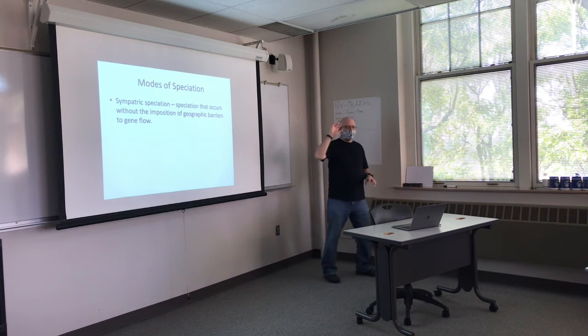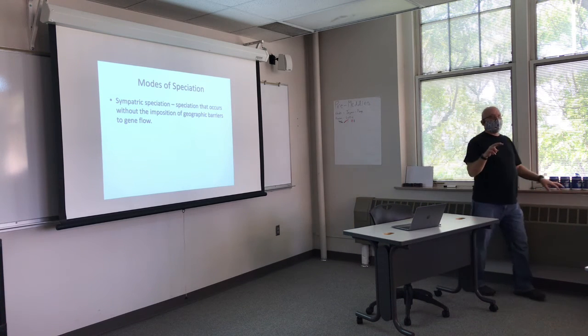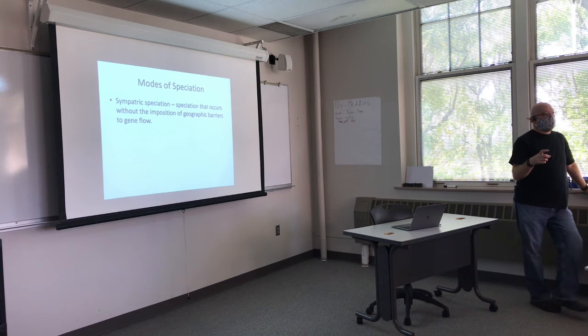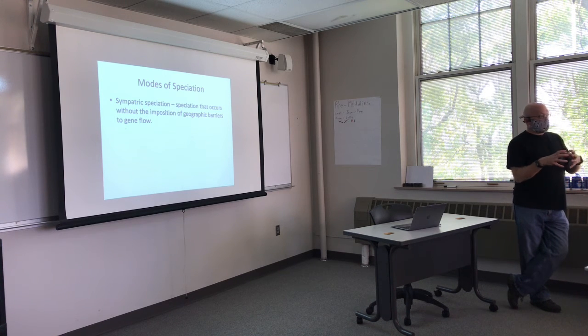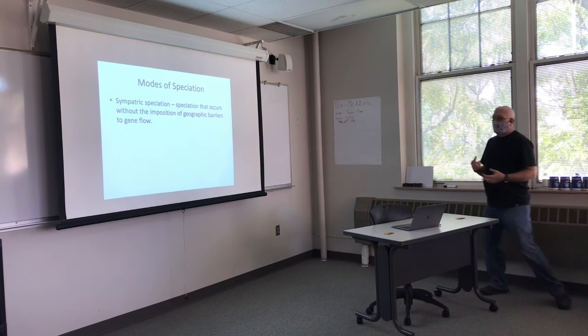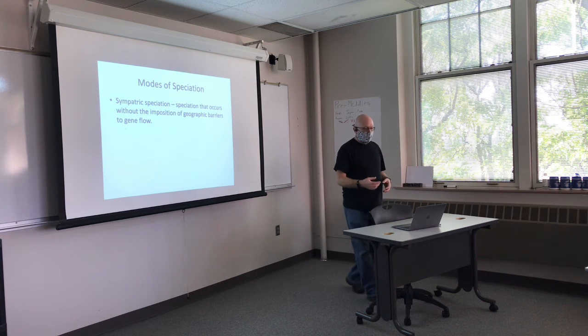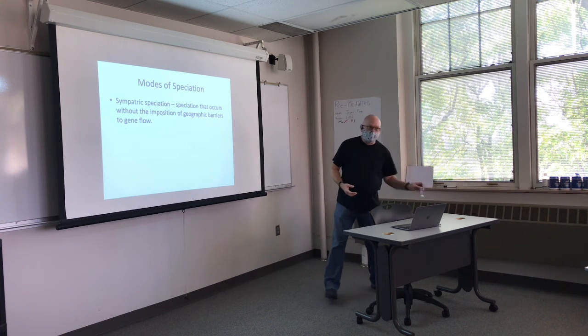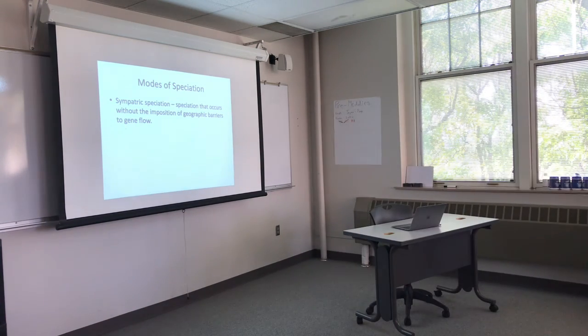It's not that important. Two ways in which species can come about is through sympatric speciation, which is speciation where the organisms are all together and can interact and exchange genes with one another. And the other method of speciation is allopatric speciation. Allopatric speciation is easier because it involves separation of individuals by some geographic barrier to dispersal.